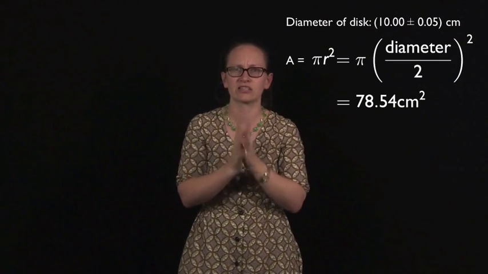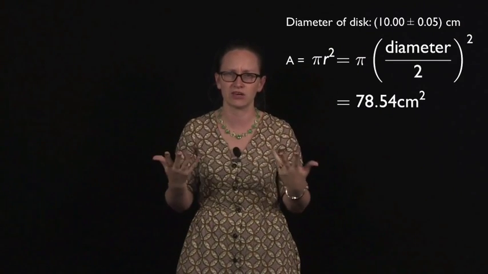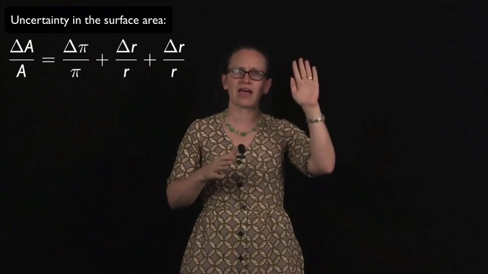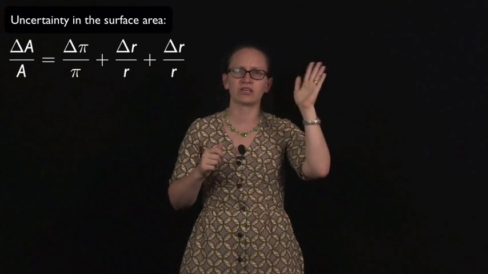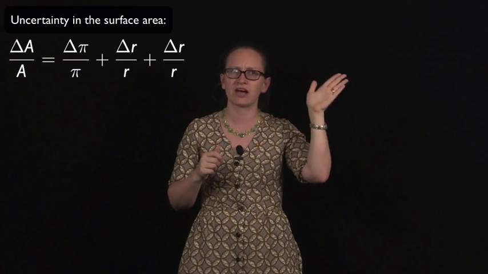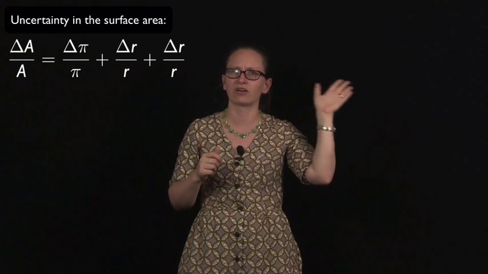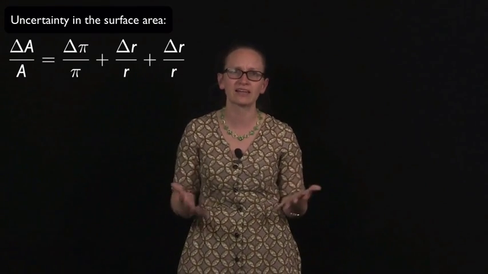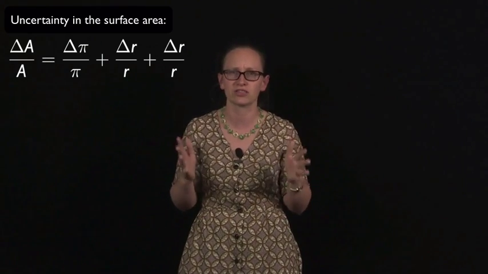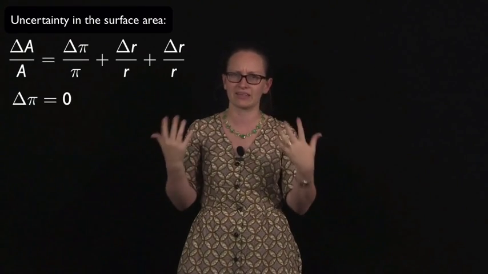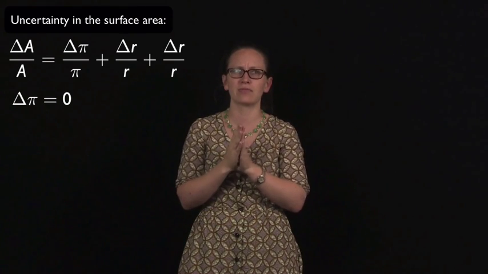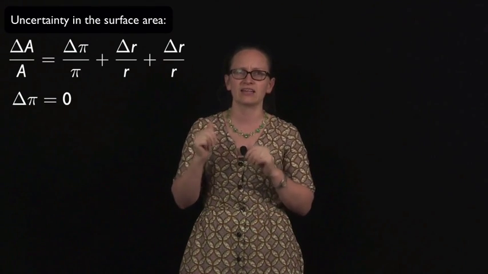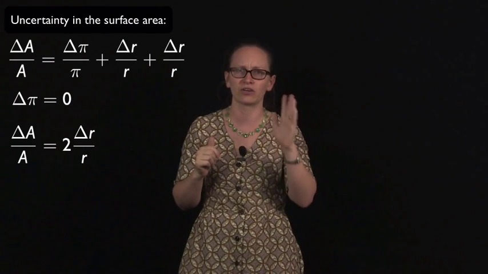Now we need to work out the uncertainty associated with that surface area. So we're going to need to add all the percentage uncertainties involved. So delta A on A is going to be equal to delta pi on pi plus delta R on R plus delta R on R. Now pi is just a number. This number is known exactly, which means that there's no uncertainty in the pi. So delta pi is equal to 0. And so we end up with delta A on A is equal to 2 delta R on R.